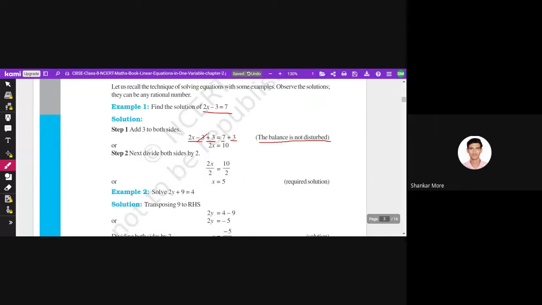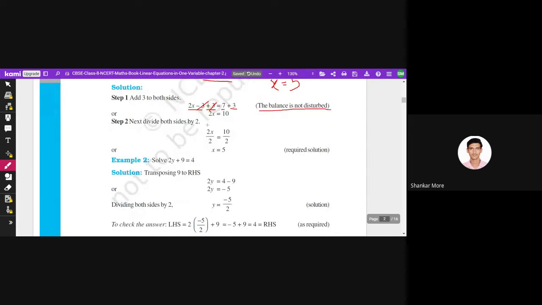So this 3 gets cancelled with this 3, and 2x remains as it is. 7 plus 3 is 10. So we have 2x is equals to 10. That means x is equals to 5. We already found it, right? We already knew it, that x is going to be equal to 5. Now, this is dividing on both sides by 2. So we get x is equals to 5.